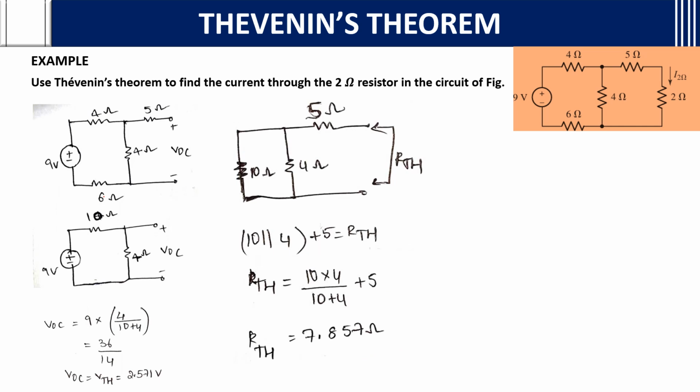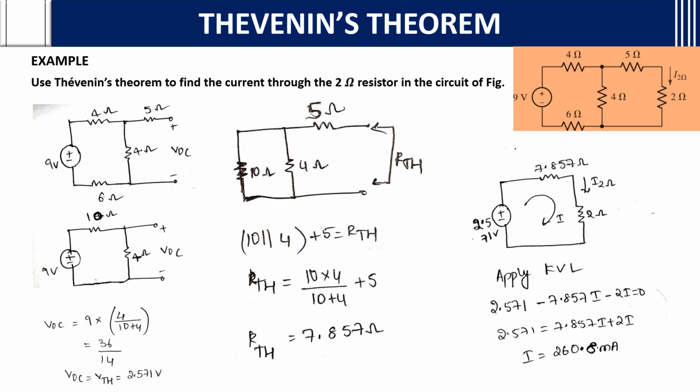After finding Thevenin's voltage and Thevenin's resistance, what do we need to do? We need to draw the final circuit. How will we draw it? Thevenin's voltage, that is 2.571 volts, in series with the resistance, that is 7.857 ohms. This is the Thevenin's resistance and Thevenin's voltage, and connect back the 2 ohms which you removed initially. You want the current through this 2 ohms.